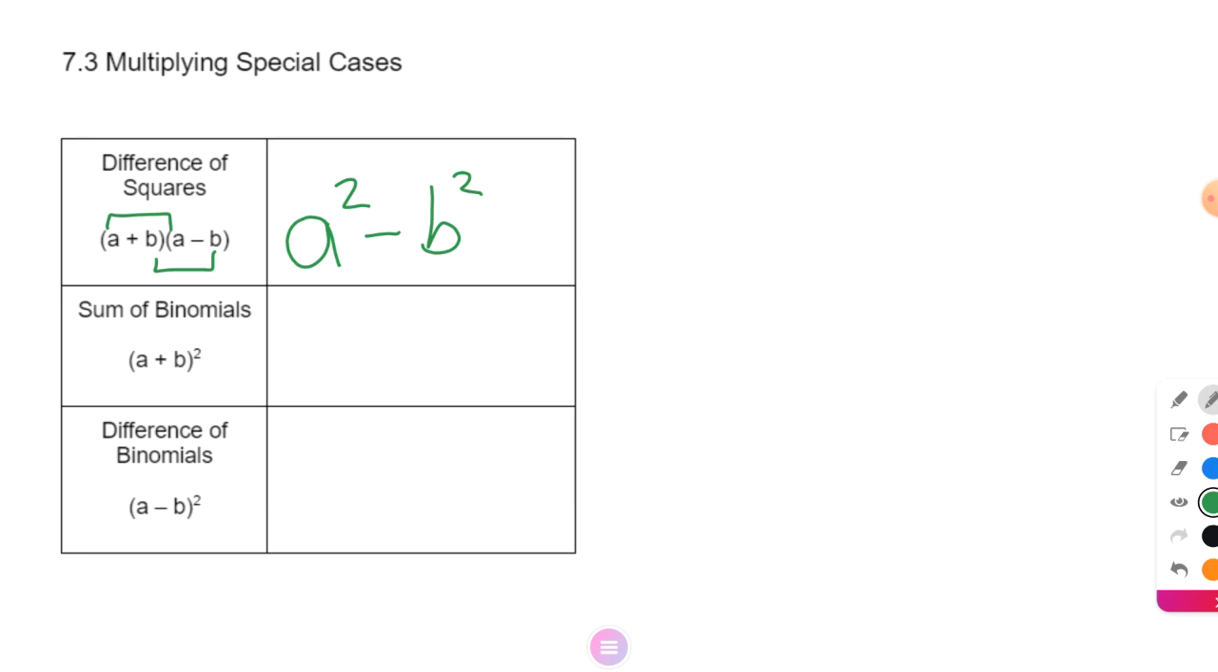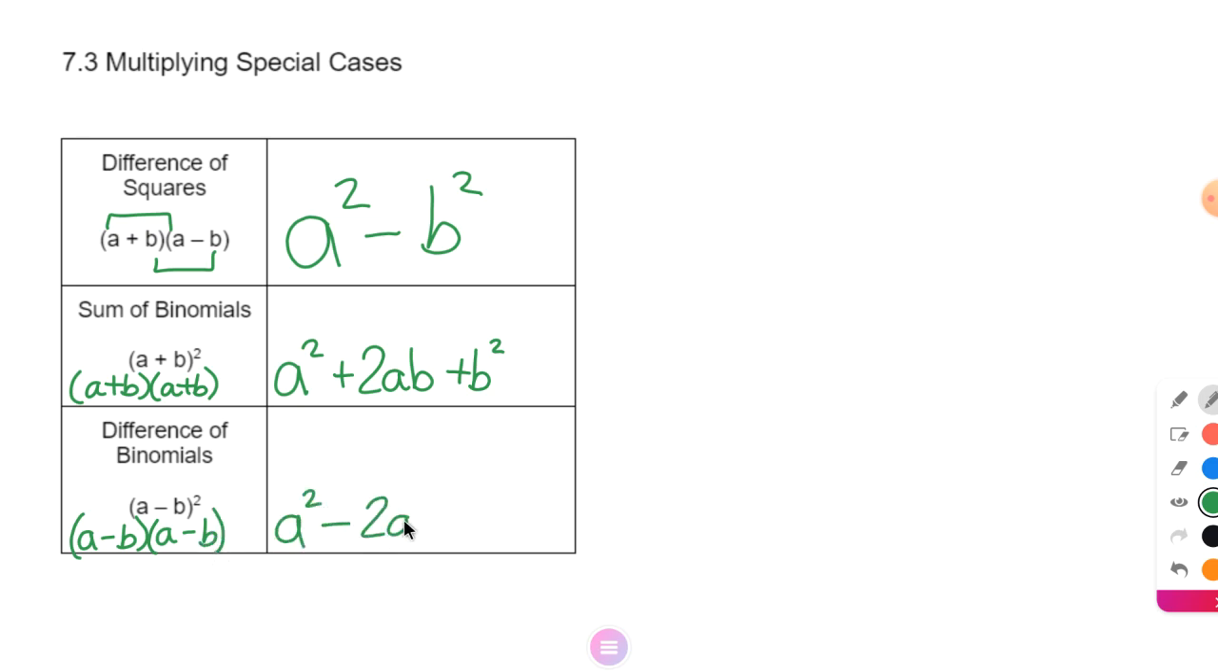Your sum of binomials, a plus b squared, so in other words, a plus b times a plus b, ends up being a squared plus 2ab plus b squared. Your difference of binomials, a minus b times a minus b, you might notice becomes a squared minus 2ab plus b squared. All right, so we'll talk through these using the formula, but again, when in doubt, make a box.